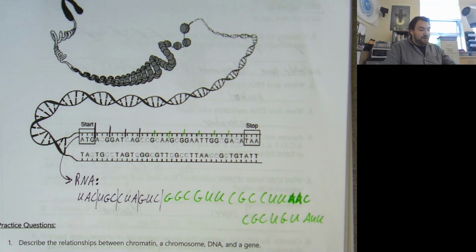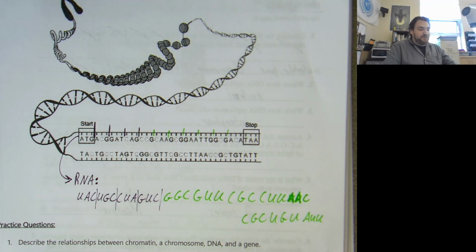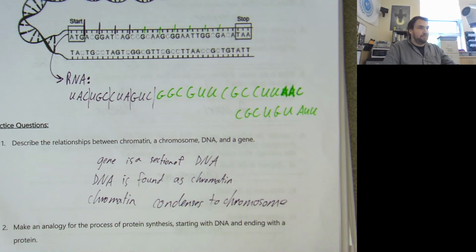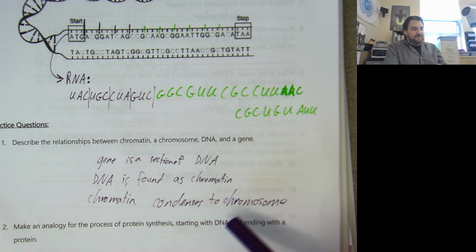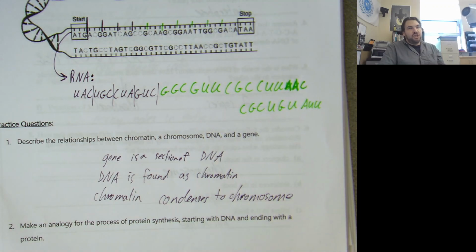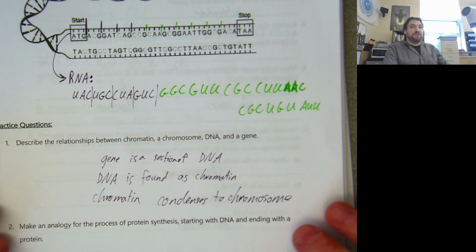Okay, practice questions. Next question says, describe the relationship between chromatin, chromosome, DNA, and gene. Here it is. A gene is a section of DNA. DNA is found as chromatin. Chromatin condenses to a chromosome. That's the relationship. If you said something along that line, you're good. Comments, questions, concerns?